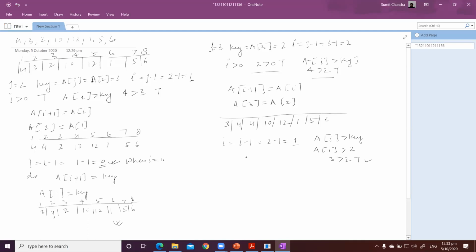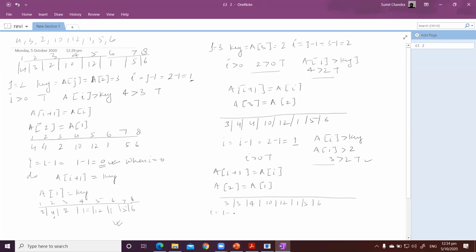Condition is true. And i is greater than 0, this is also true. So again we'll do a[i+1] is equal to a[i]. So i value is 1, it means a[2] is equal to a[1] now. So a[2] will be equal to a[1]. So what we'll get? 3, 3, 4, 10, 12, 1, 5, 6.